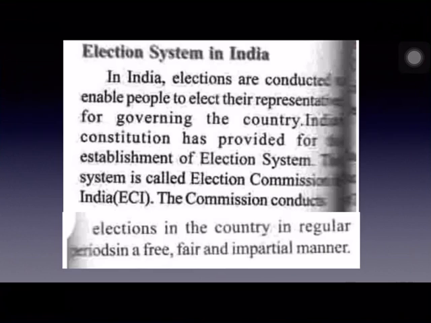Now, election system in India. The Constitution of India provides for the establishment of an election system, and this is known as the Election Commission of India. This Election Commission conducts elections in the country once in 5 years in a free and fair manner.